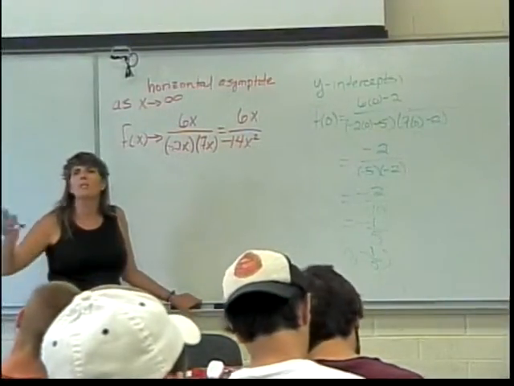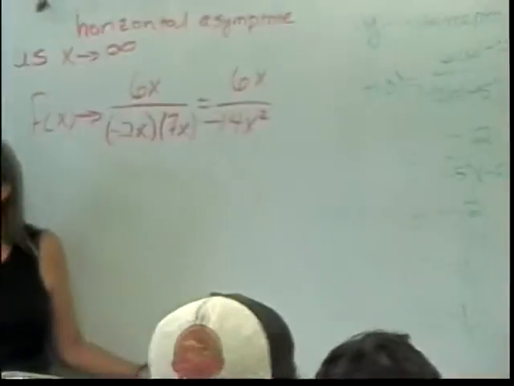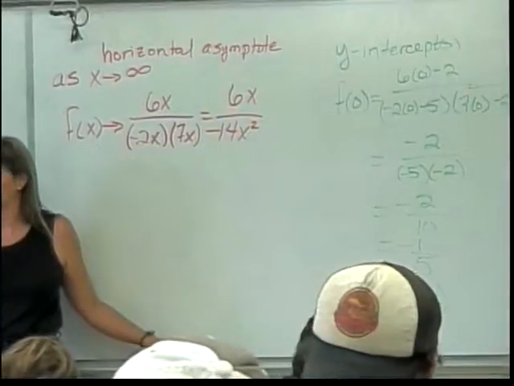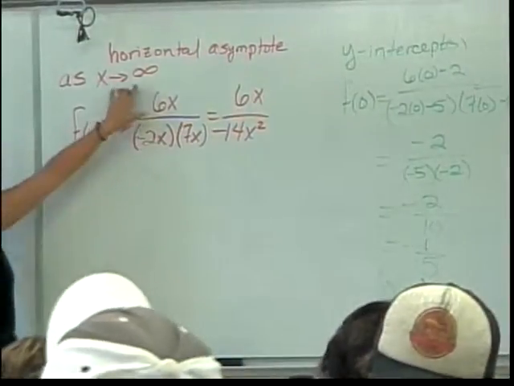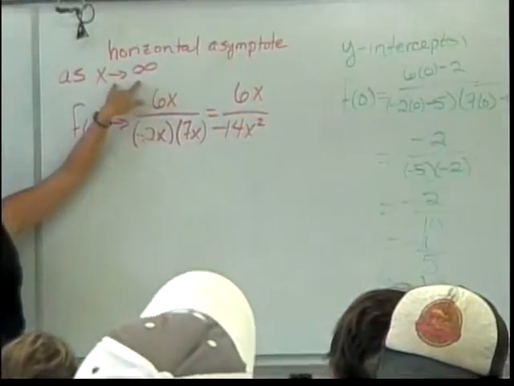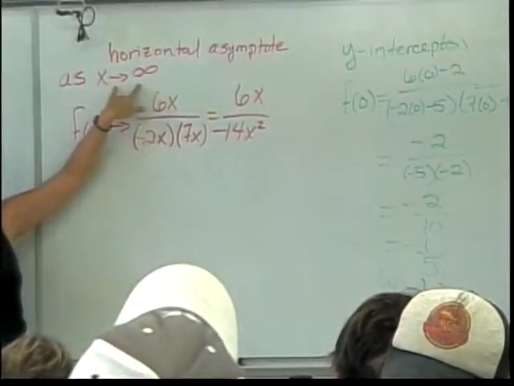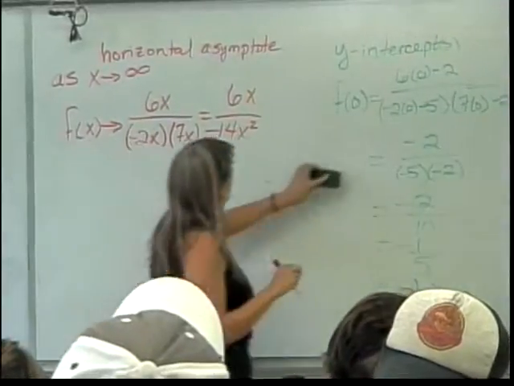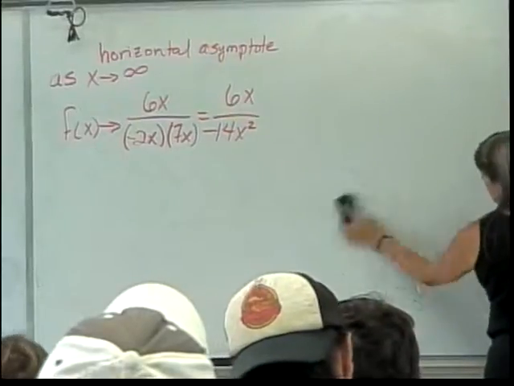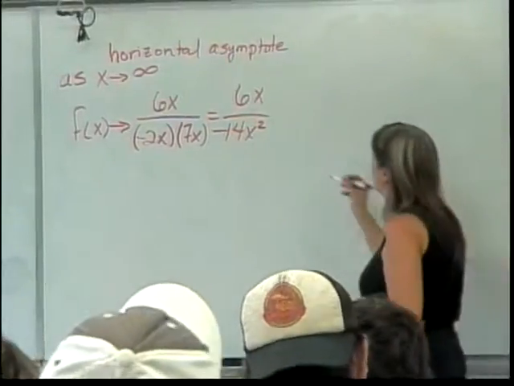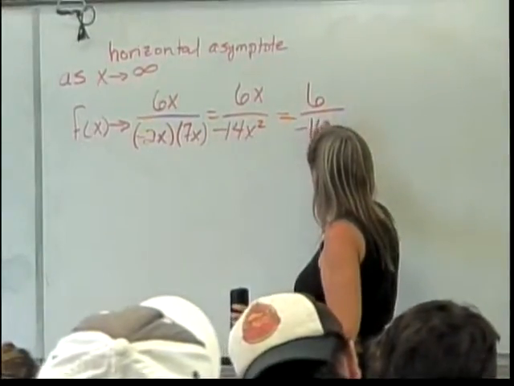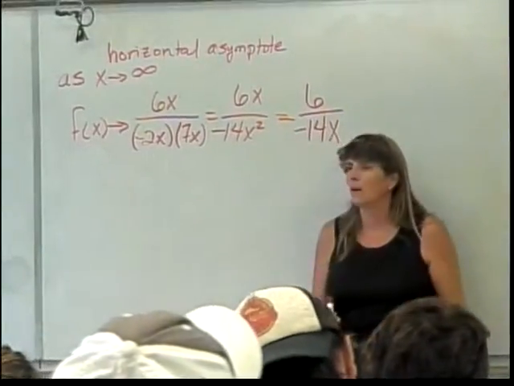Some people are saying no, and I know why you're saying that, because you were always told you're not allowed to cancel things that might be 0, because you lose information that way. Are these going to be anywhere close to zero? No. So that's what allows me to say I can just make this one and this one go away. Because we're nowhere close to zero, we can cancel out one of the x's from the top and be left with 6, and one of the x's from the bottom and be left with negative 14x.